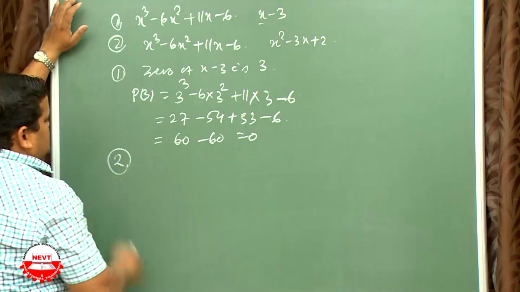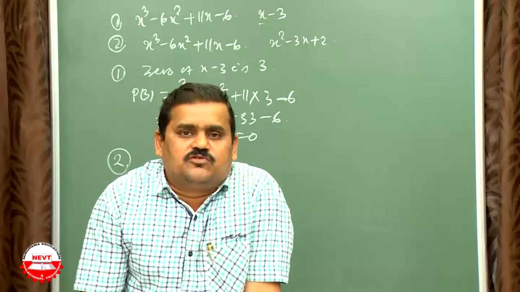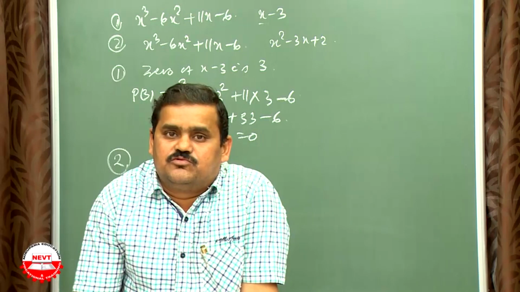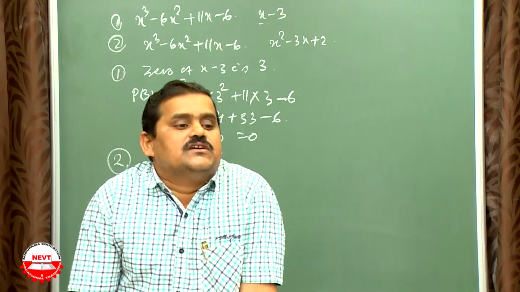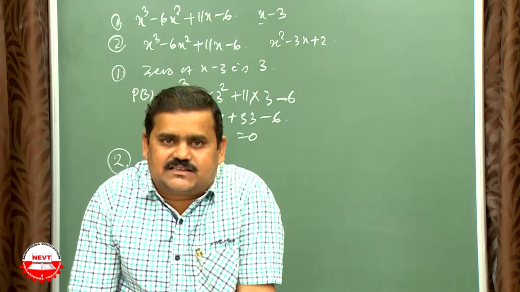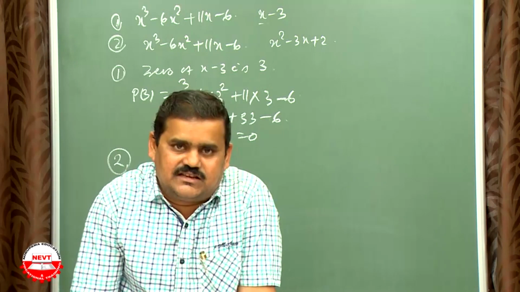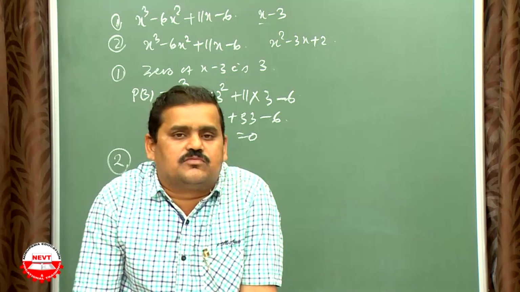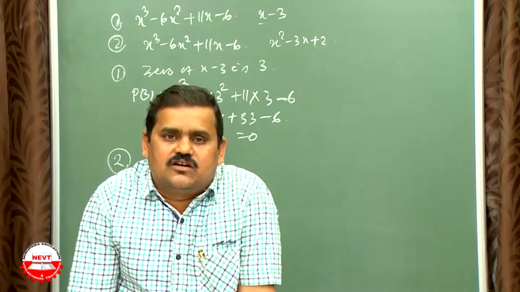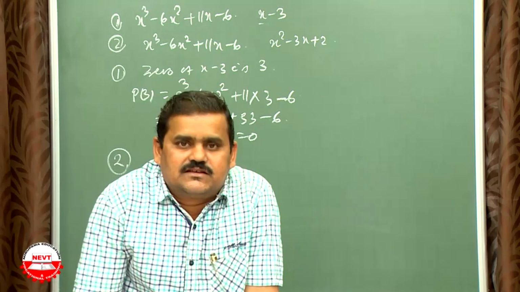Come to question number 2. Let me explain something. You know that if a number is divisible by 2 and divisible by 3, then it is divisible by 6. It means to verify whether a number is divisible by 6, first you have to check its factors, 2 and 3. That means first you check whether the number is divisible by 2 or not, then you check whether it is divisible by 3 or not. If it is divisible by both, then it is divisible by 6.